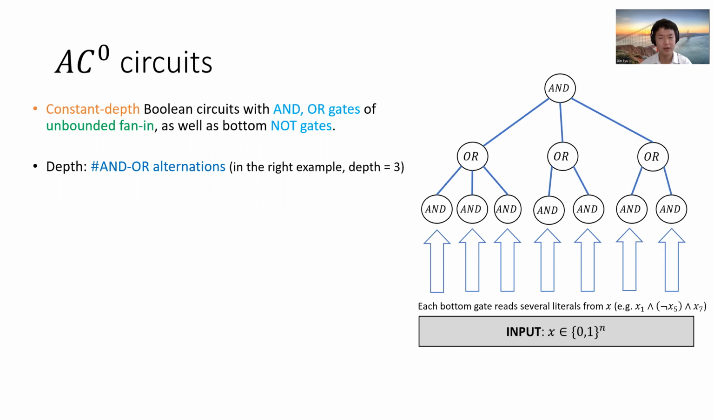There are two complexity measures associated with a circuit. First, we define the depth of a circuit as the number of AND/OR alternations. In this example, the depth is 3. We also define the size of the circuit as the number of wires, including input wires. In some settings, people also define the size of a circuit by the number of gates. These two definitions differ by at most a polynomial factor.